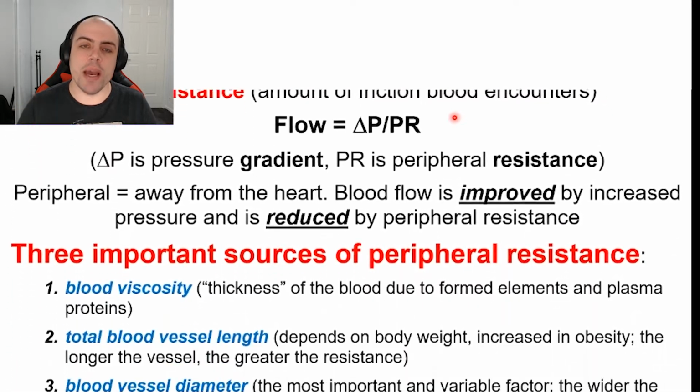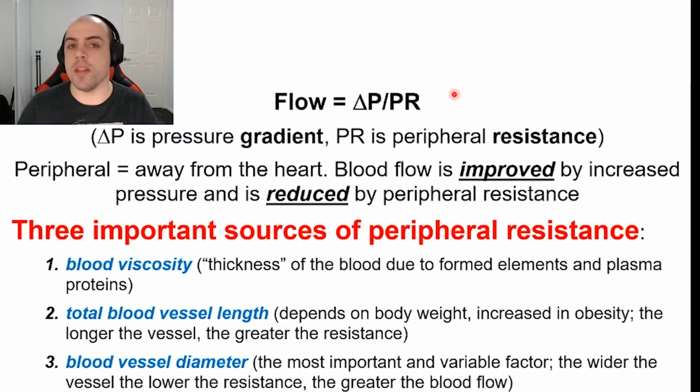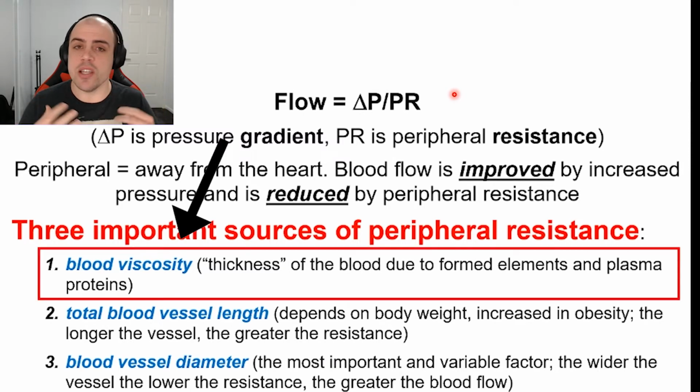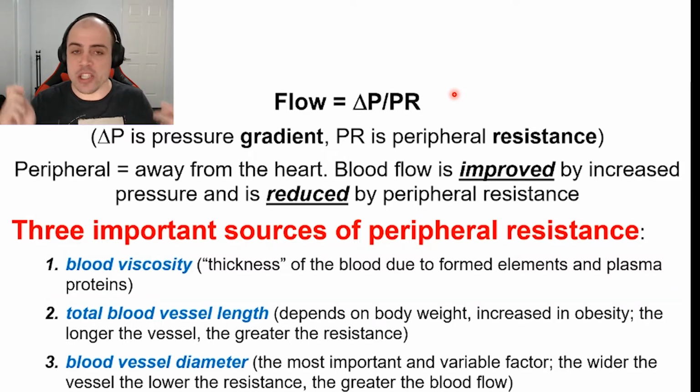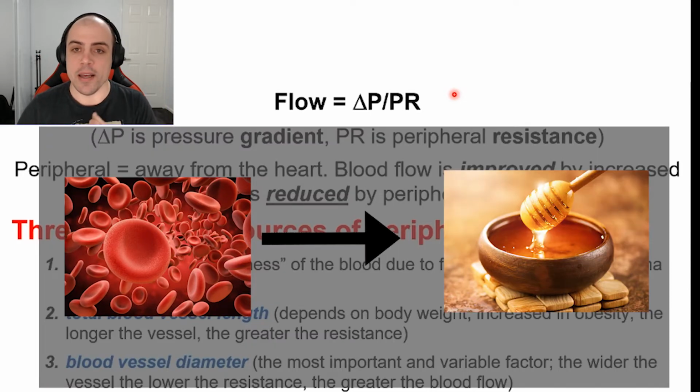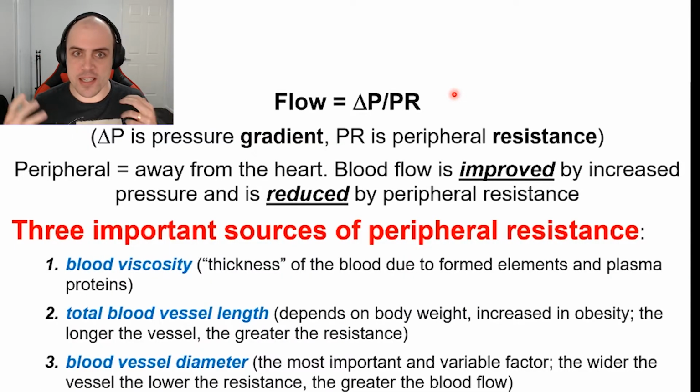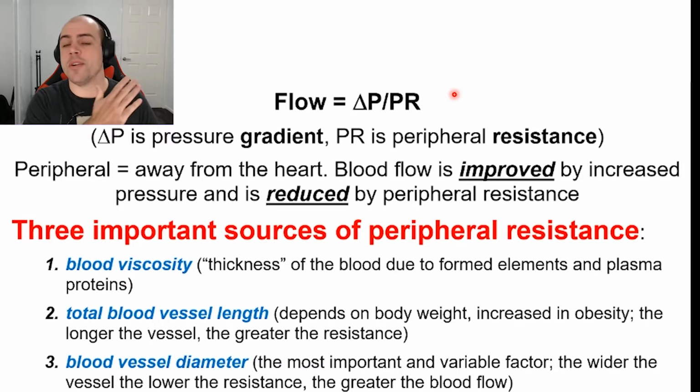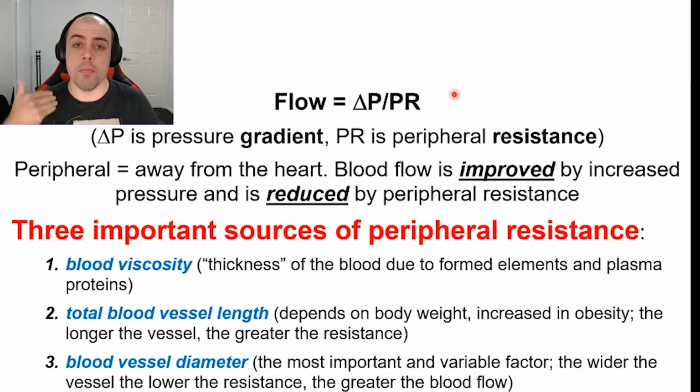So there are three main sources of peripheral resistance within the body. The first one is blood viscosity, and this is essentially how thick your blood is. So if I wave a magic wand and say bang, all of a sudden your blood is now honey, that would mean the viscosity or thickness of your blood is going to be extremely high, and the amount of effort that's going to be required to move and push that honey in your body is going to be astronomical.